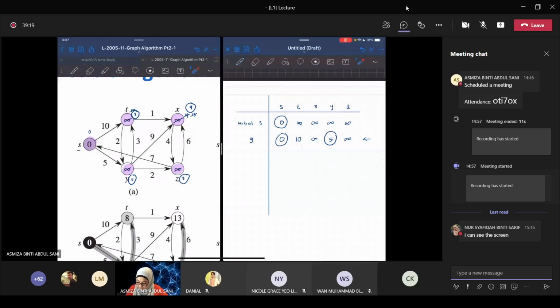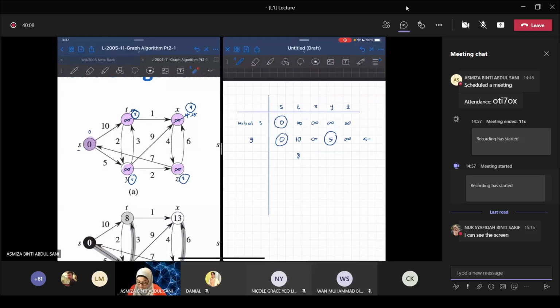So basically we choose Y to process, and we look at Y. Y can go to T, Y can go to X, and Y can go to Z. Y going to T, currently the distance is 10. If we go through this edge, 5 plus 3 is actually less, which is 8. So we can update our table: instead of 10, now it is 8.